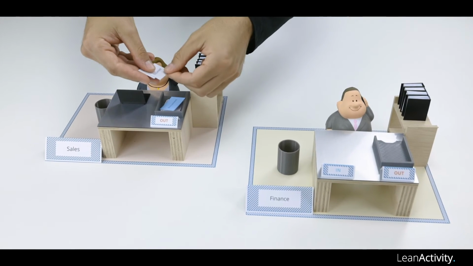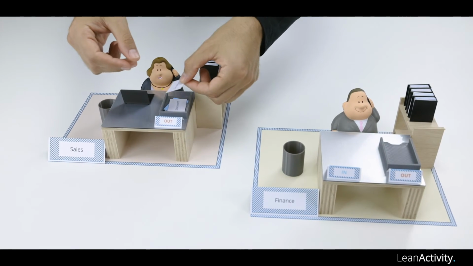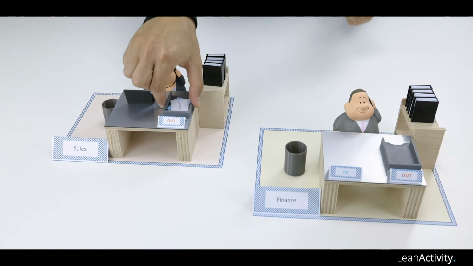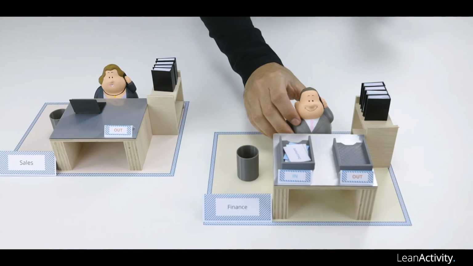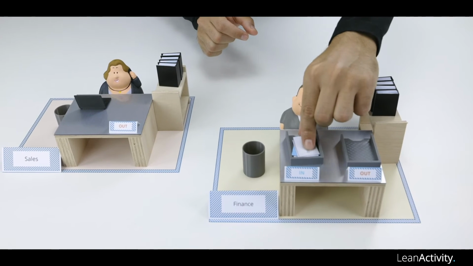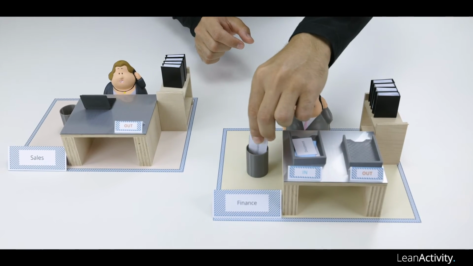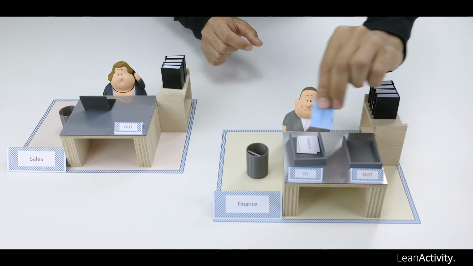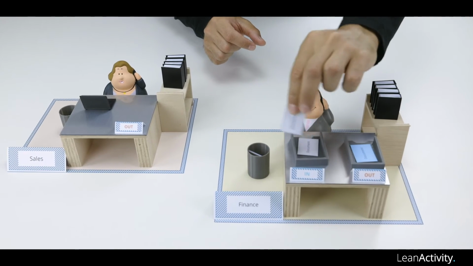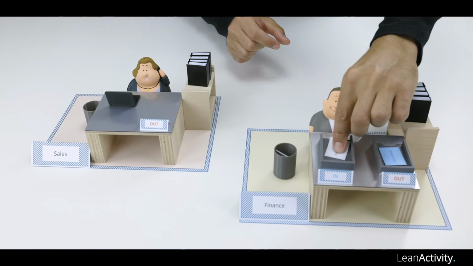As sales does not have the information about the importance of the blue document, it processes more than requested by finance. The finance department, however, just looks for the relevant blue document. All other information is not relevant. We have produced overproduction at sales due to the lack of communication between the departments.